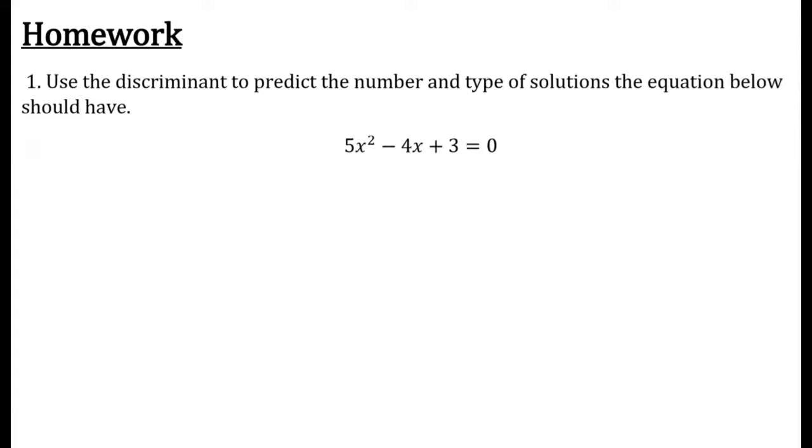Use the discriminant to predict the number and type of solutions the equation below should have. So, the discriminant is our friend in the quadratic formula that's under the radical. It's the b squared minus 4ac. So, this quadratic equation is set equal to 0 and written in standard form. So, b squared minus 4ac is telling me I have what?